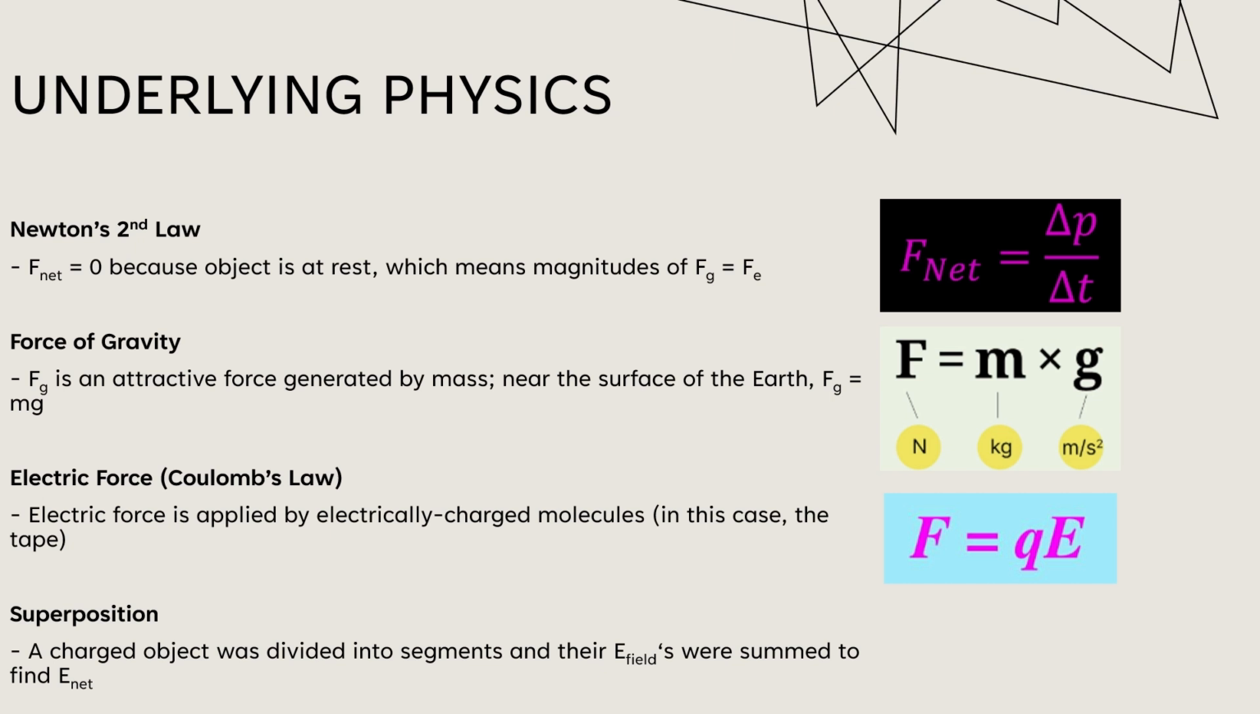And then electric force, or Coulomb's law. Electric force is applied by electrically charged molecules, in this case the tape. You can do F equals QE. That's what we're going to be using today. And then the new principle, which was not on the last lab, is superposition, in which a charged object is divided into segments, and their E fields are summed to find E net. And we're going to find that that's a little more accurate than treating everything like a point.